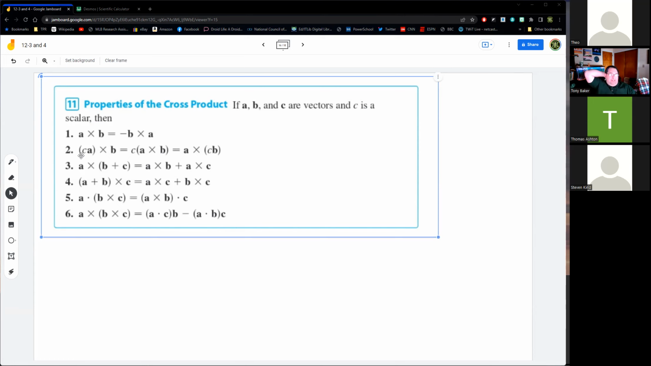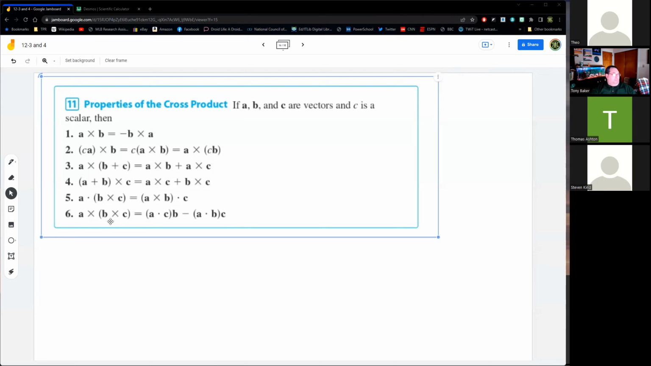If you multiply one by a constant or a scalar, it doesn't matter. You can multiply it by either one or by the cross product at the end. Addition, you can just split that up. So the cross product of A and B plus C is the cross product of A and B plus the cross product of A and C. And it doesn't matter if you do the addition or cross product first or second, the same result comes out. You can also do the dot product and the cross product interchangeably. So the dot product of A with the cross product of B and C is the same as the cross product of A and B dotted with C.